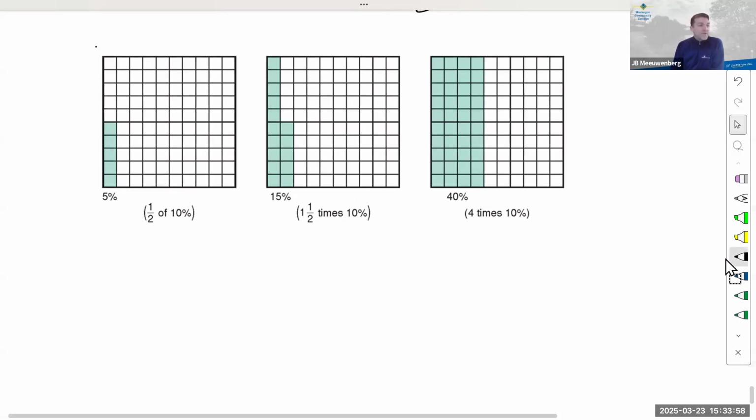If we know that 10% is 1/10, one entire column, 5% is half of that. 15% is one column plus half of it. 40% would be 4 columns. And so again, once you know 10%, you can adjust as needed.